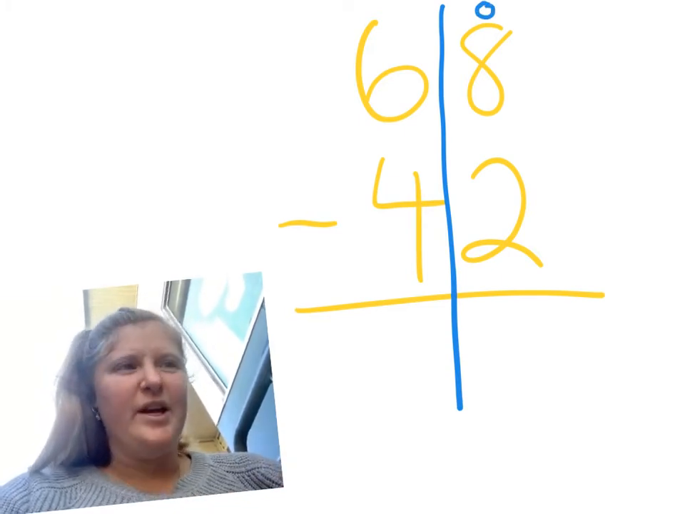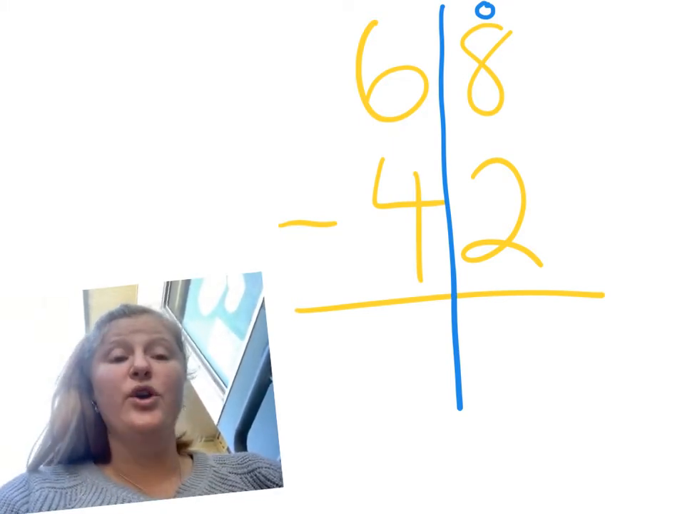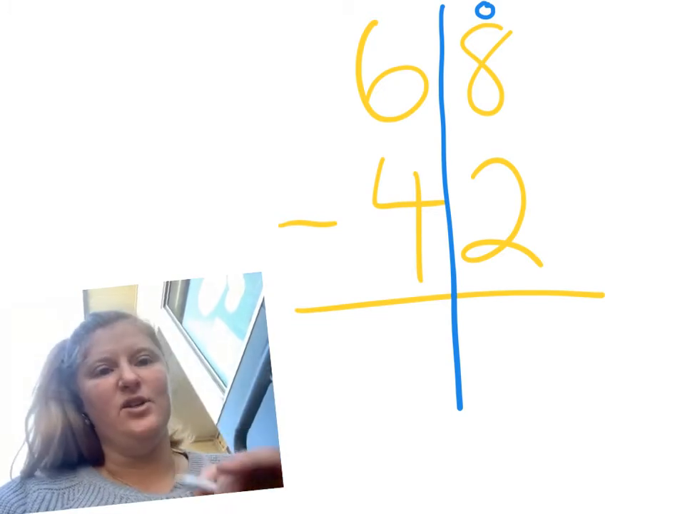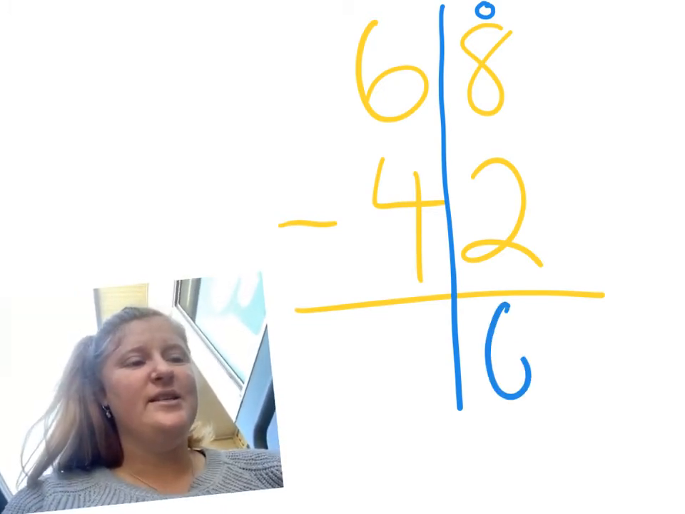So here we're going to look. 8 take away 2. So 8 is bigger than 2, which means I have more on top. So I don't need to stop. I can keep doing subtraction. So 8 take away 2 is 6.